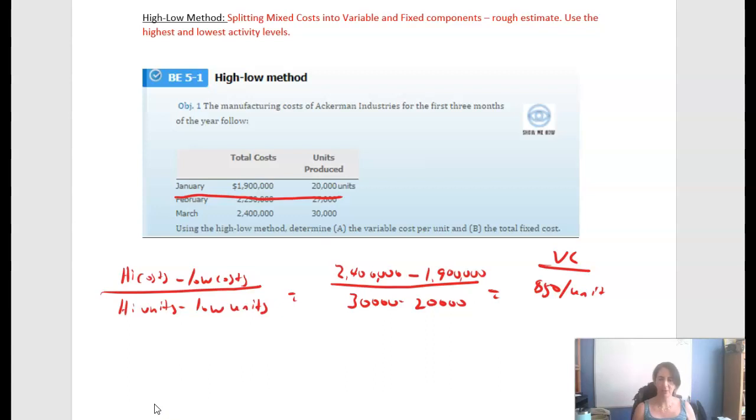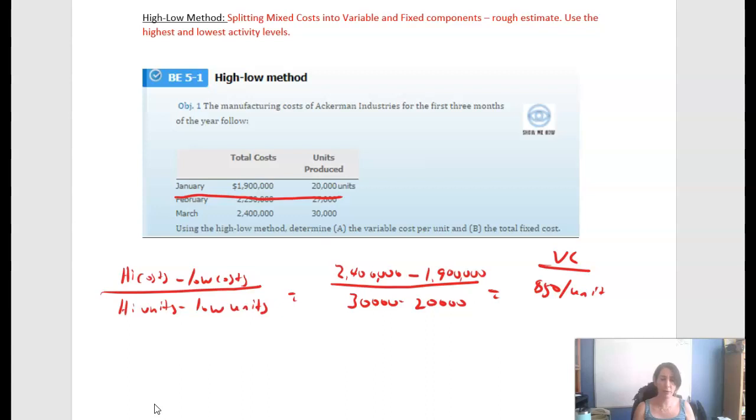All right, so what's the point of this? Variable costs are $50 per unit. How do I know that? Because the only costs that are going to change based on activity levels changing are your variable costs. Fixed costs don't change. So when I went from 30,000 units to 20,000 units, the cost changed by 500,000 as my numerator there. That has to be variable, because fixed costs don't increase as your activity levels increase. So that's step one. That is your variable cost per unit.